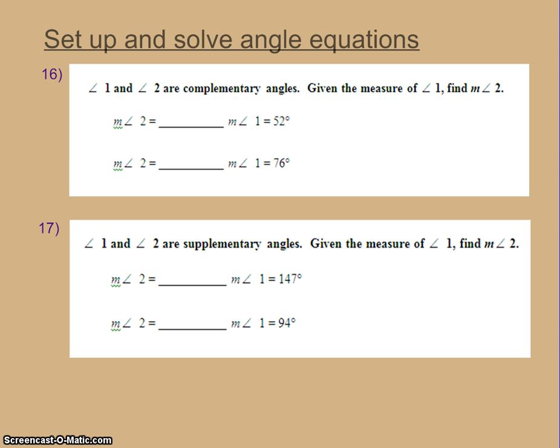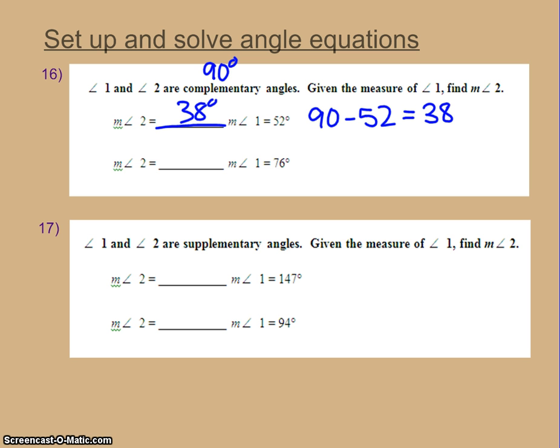So angle 1 and angle 2 are complementary angles. Given the measure of angle 1, find the measure of angle 2. So they're complementary. Right now I'm going to write, because I know complementary means they add up to 90 degrees, that the measure of angle 2 equals, well, we need to find that, and the measure of angle 1 equals 52. So all we need to realize is, what's left from 90 to equal 52? We all know that 90 minus 52 is 38 degrees.